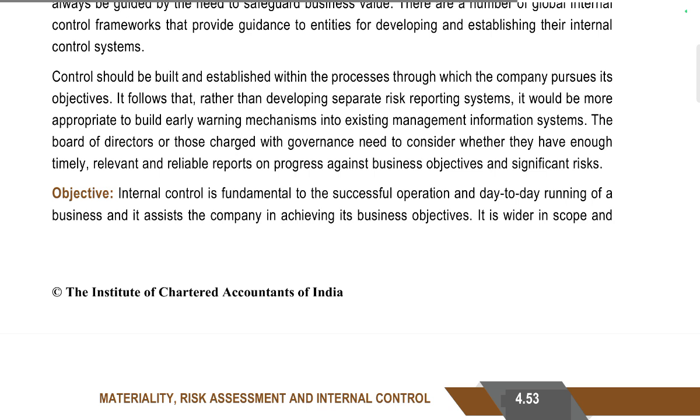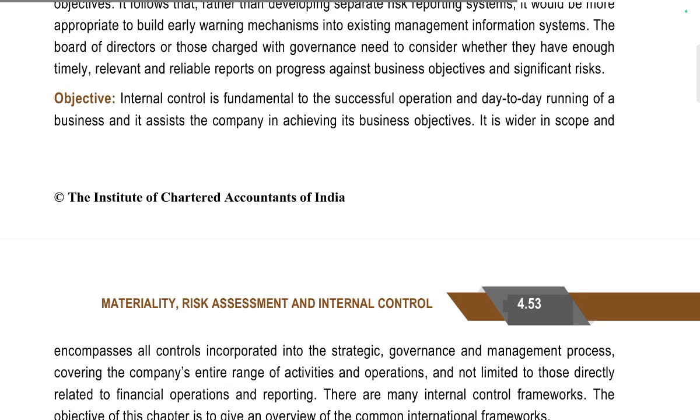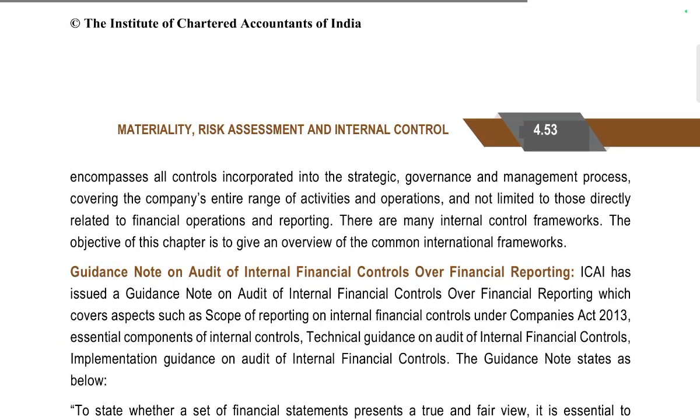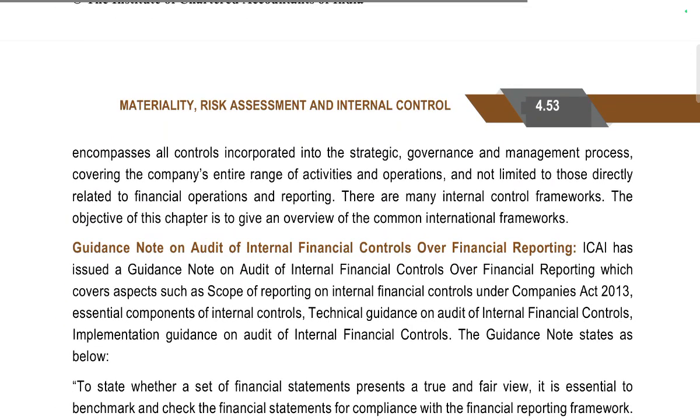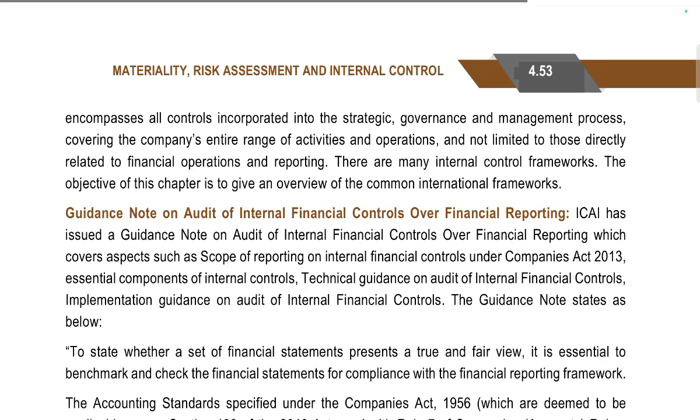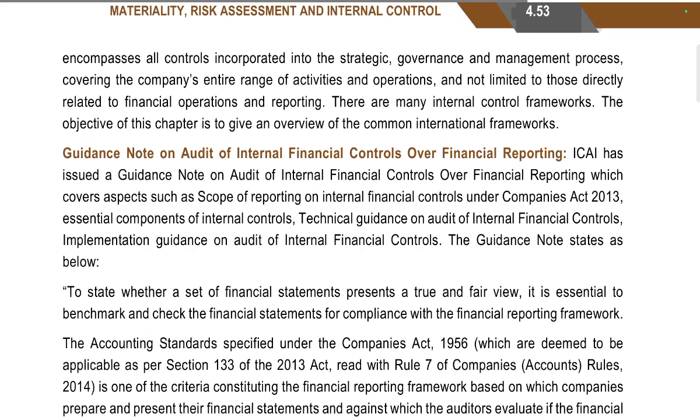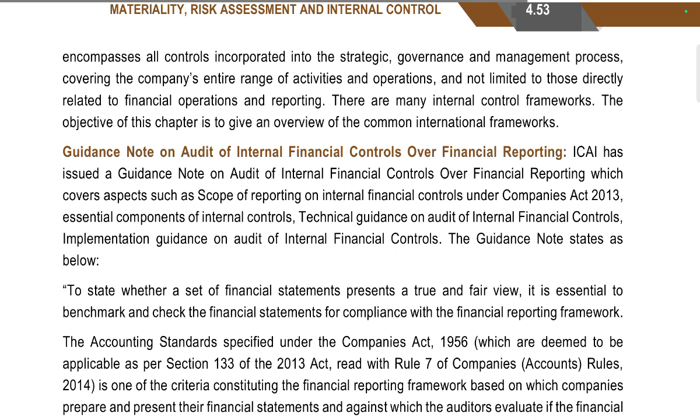The board of directors and those charged with governance need to consider whether there are enough timely, relevant, and reliable reports on progress against the business objectives and significant risks. Objective: internal control is fundamental to the successful operation and day-to-day running of the business, and it assists a company in achieving its business objectives. Its scope is wider, encompassing control incorporated in the strategic governance and management process, covering the company's entire range of activities and operations, not limited to directly related financial reporting.